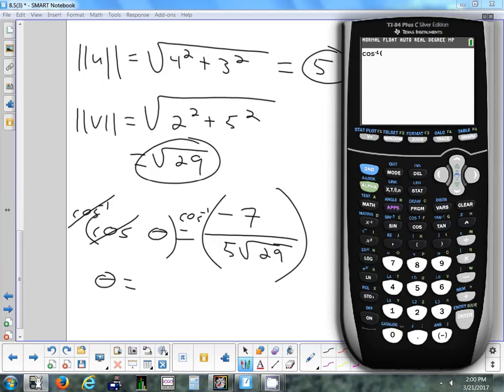I'm gonna do this one in degrees since that's the mode my calculator's already in. So second inverse cosine, negative 7 divided by, and I'm going to put it in parentheses. I'm not sure if you need them, but I just want to make sure it does the order of operations correctly. You could try it on your own calculator without it and see if you get the same thing I do.